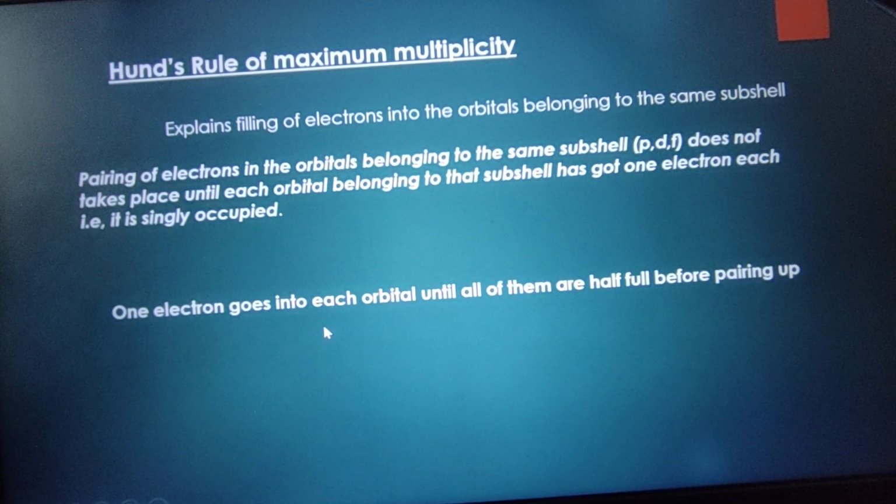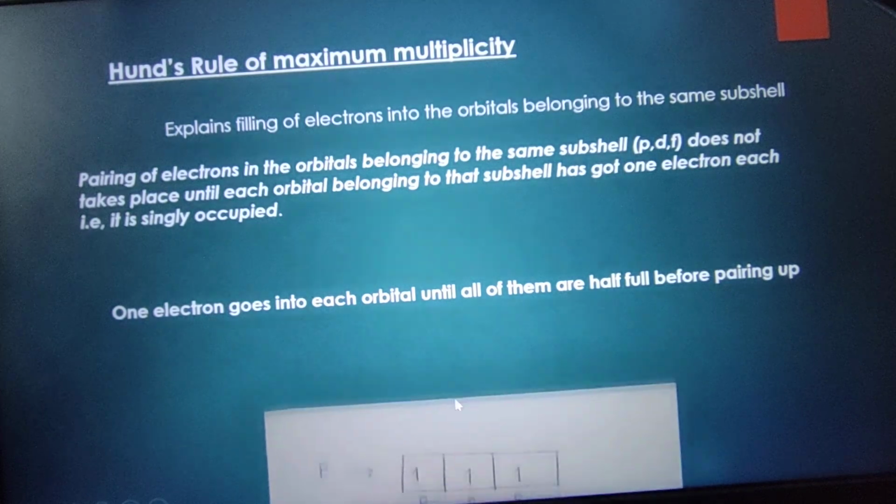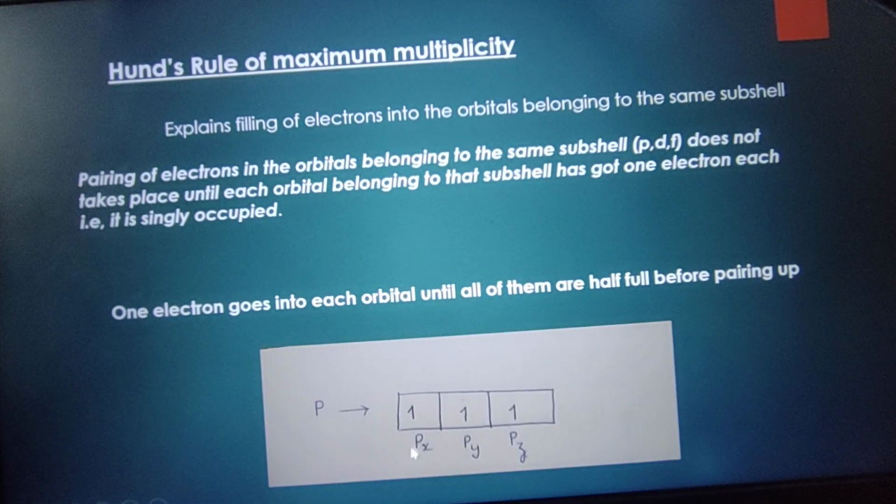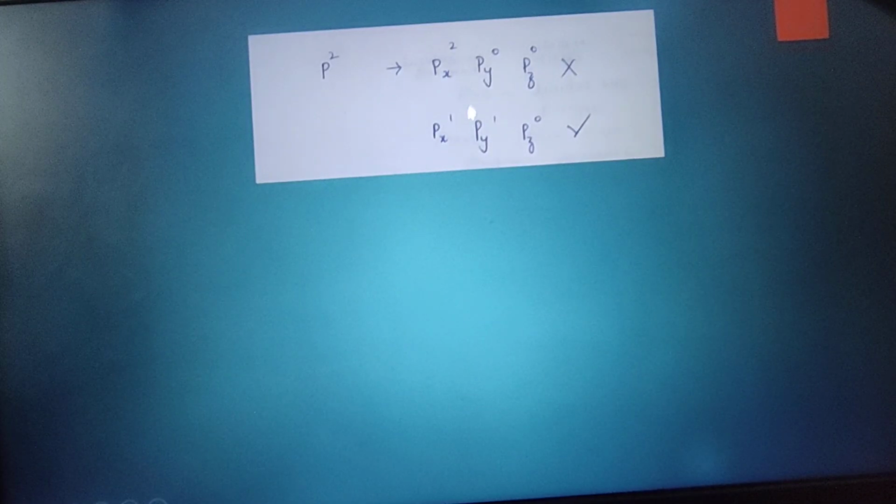Next. 1 electron goes into each orbital until all of them are half full before pairing up. See here. If we consider p orbital, px, py, pz must be half full, means it must have one electron in each orbital, and then only the electron can pair up. Let us discuss with some examples. If we want to write an electronic configuration for p², suppose for p², we cannot write px², py⁰, pz⁰.